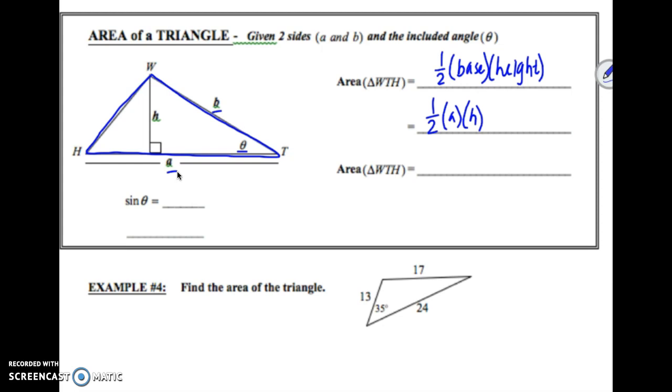However, we don't always know our h, so using our theta, we can determine what h is. Sine of theta is equal to h over b. So then solving for h, h equals b times sine of theta. So then just substituting in b times sine of theta for h in our area equation, we are left with 1/2 ab times sine of theta.